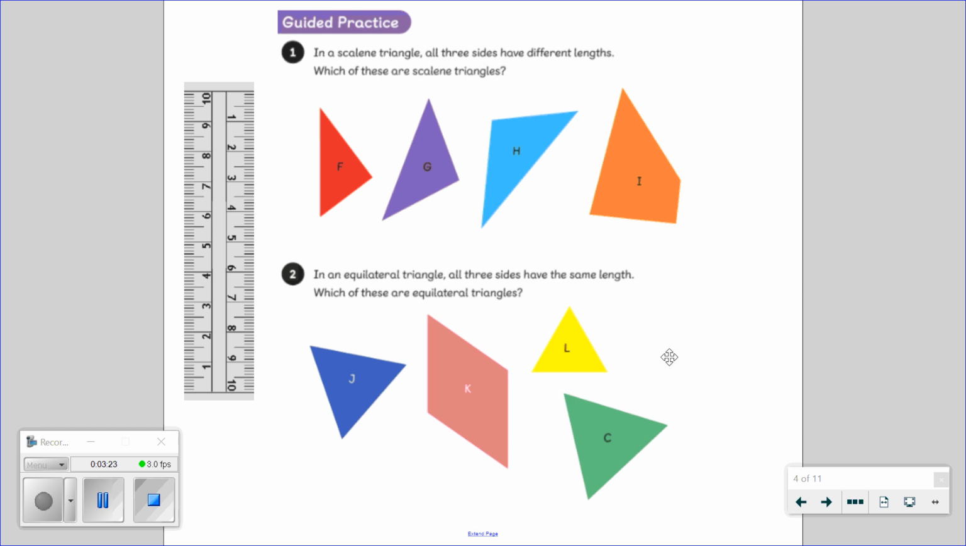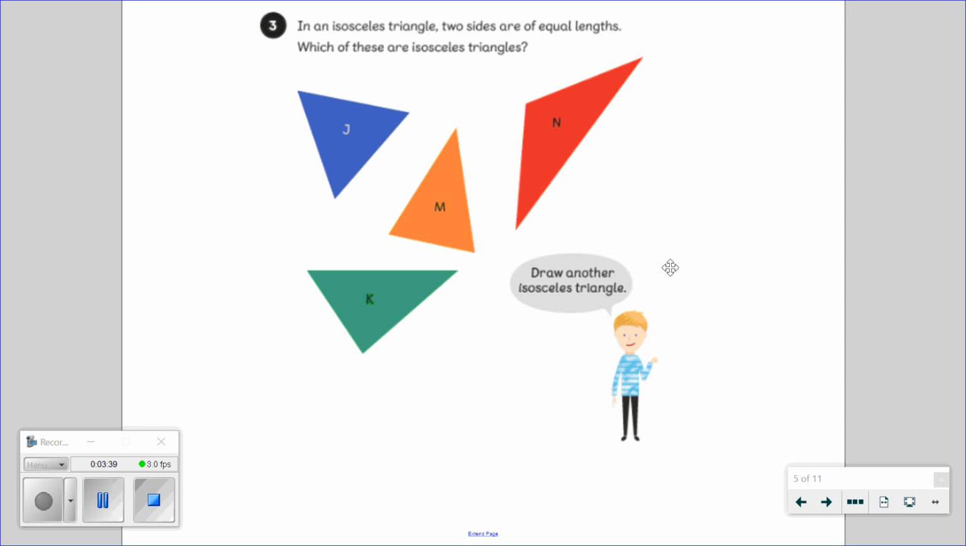In question 2, we are investigating equilateral triangles, where all 3 sides have the same length. Which shapes out of J, K, L and C are equilateral triangles? Lastly, we need to decide which of these are isosceles triangles, which has 2 sides of equal length. And can you draw another isosceles triangle?